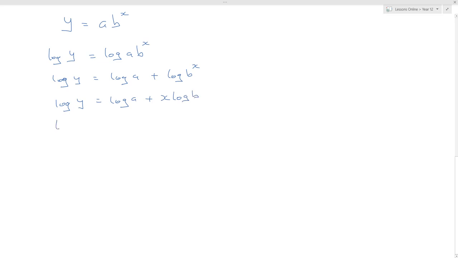So quick rearranging, log of y is equal to x log b plus log a, and then we've got our y equals mx plus c. Our intercept then is log a, and our gradient in this case is log b, because our variable is x in that case, and our variable here is log y.